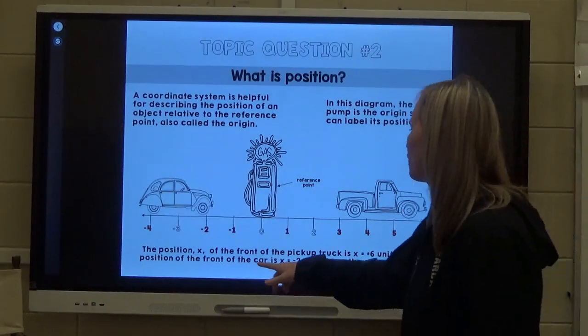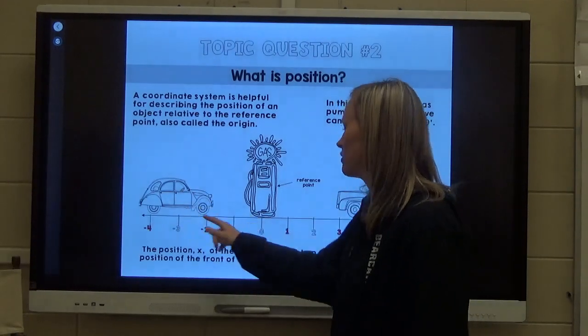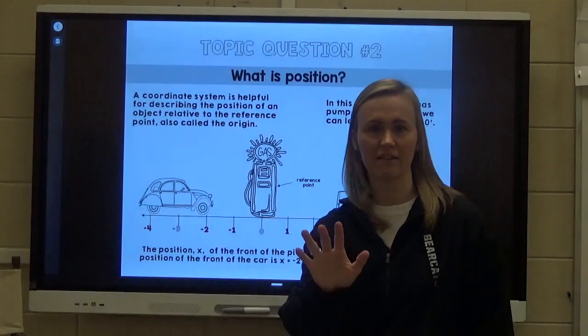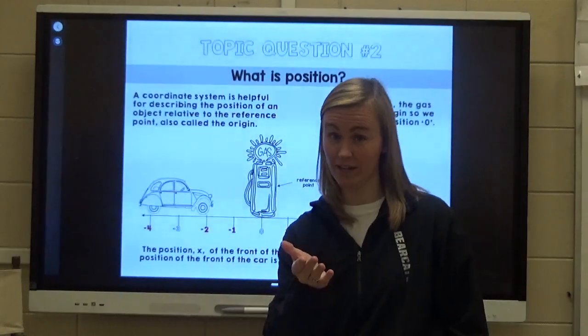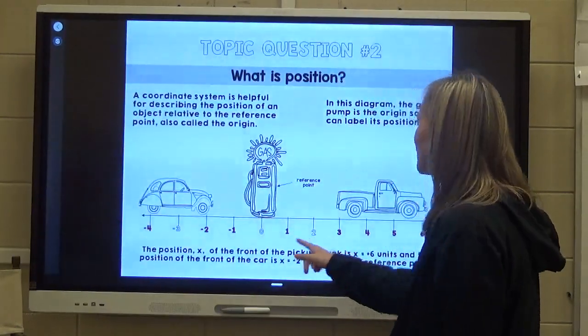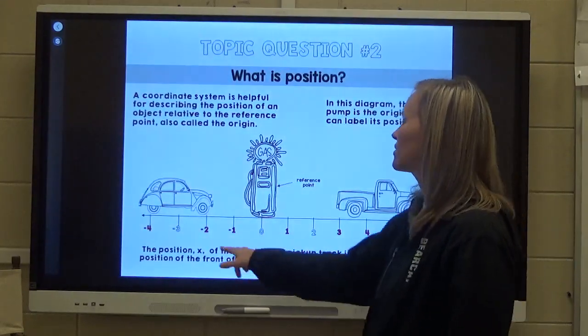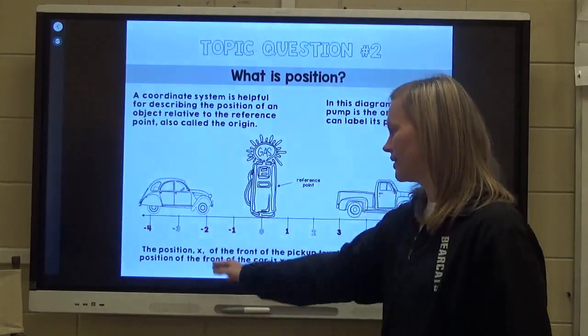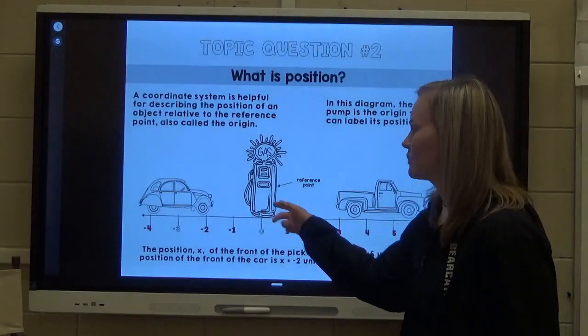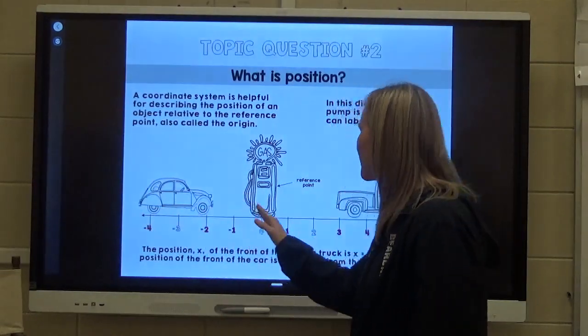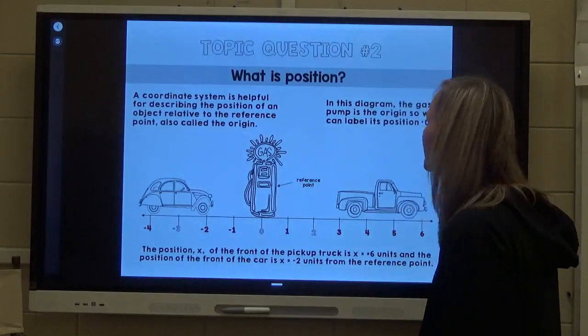And the position of the front of the car, this is a car, this is a truck. We've been out of school for like one day, so I know, you can forget very easily. Position of the car is x equals -2, because the front of the car is at -2 there. So that is where they are relative to the reference point. The car is 2 points behind, the truck is 6 points ahead.